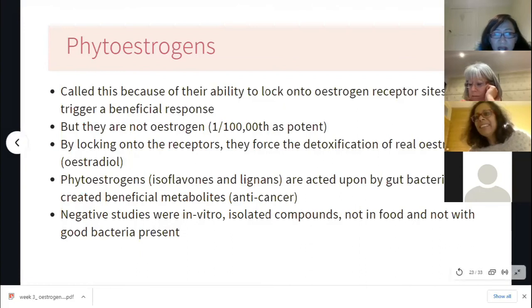And then, this is important, by locking onto the receptors, they force detoxification of real estrogen, right? Because the estrogen now is not able to do its job. It's not able to lock onto the estrogen receptor. It's now got to get out of the system, it's got to get detoxified. But the important thing is that it's not letting these estrogens exert their effect on the body. So it has that two-prong approach.